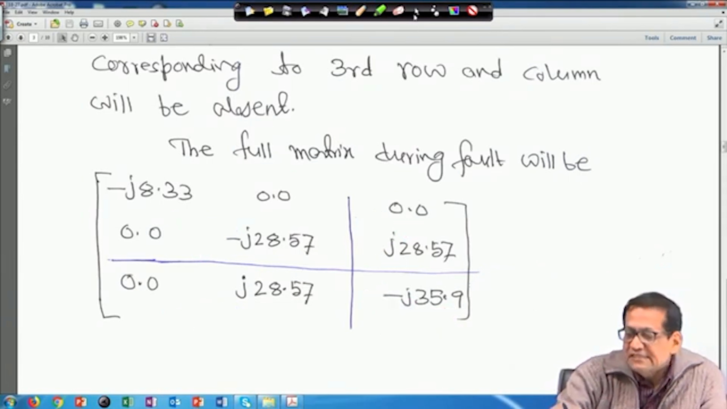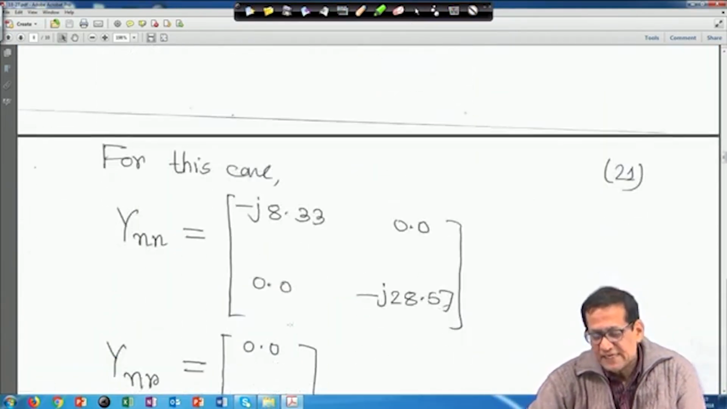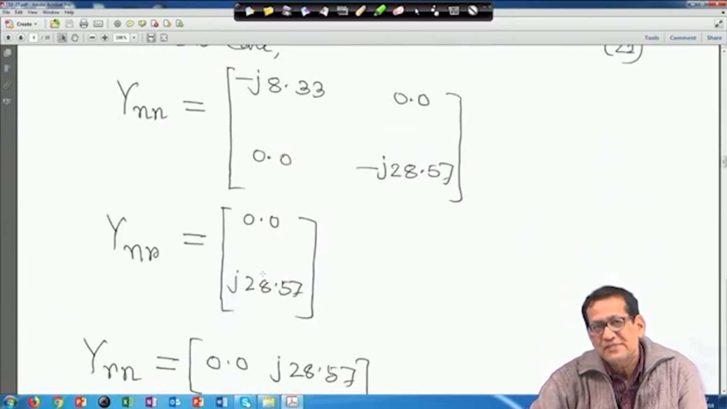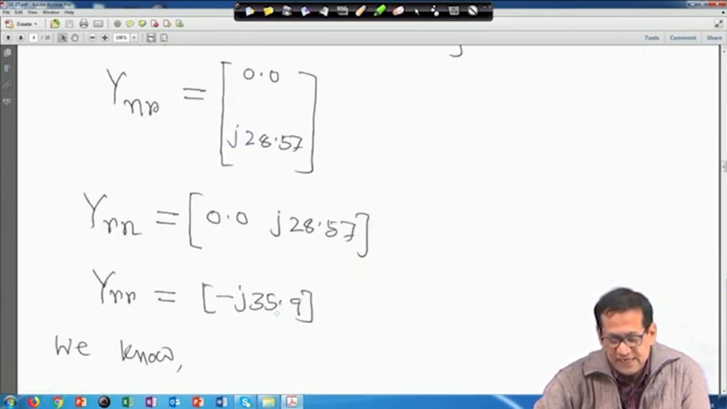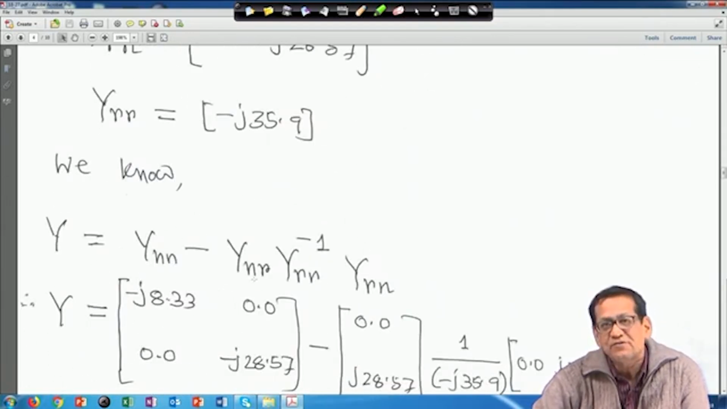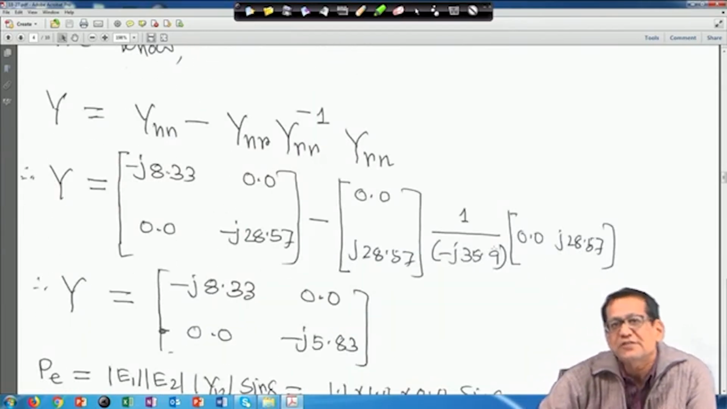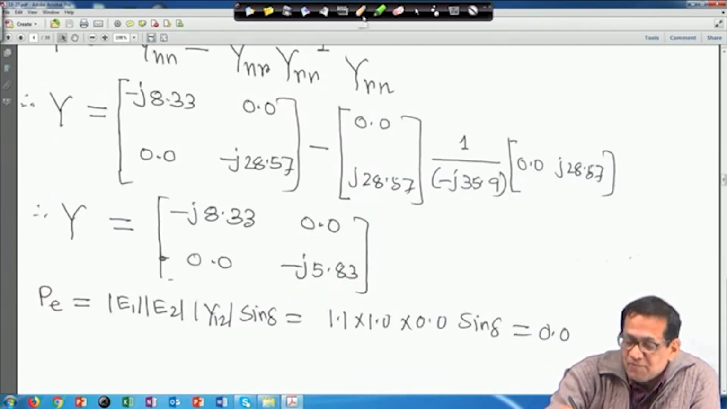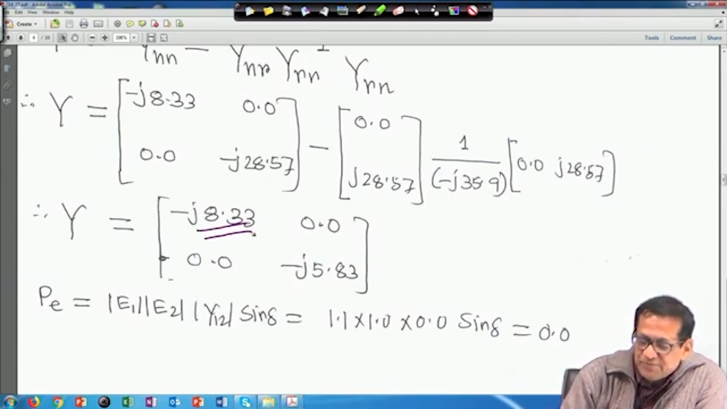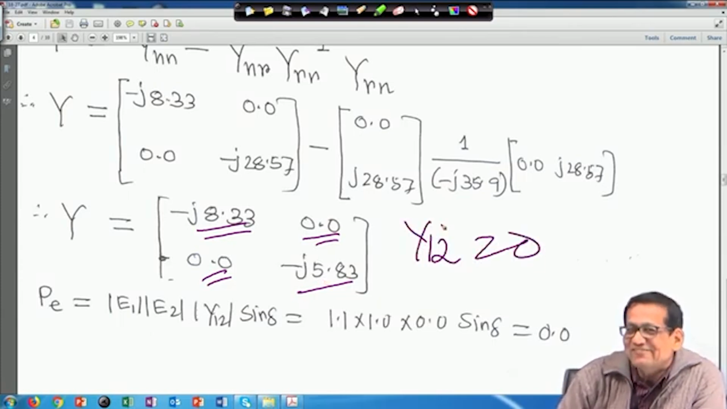So, in that case, if we do so, YNN is equal to this much, I told you YNR will be this much, YRN will be this much, and YRR is a single element, right, and we know this formula. So, simply we will substitute and simplify. If you do so, you will get minus j 8.33, this is 0, and this is minus j 5.83, right. That means my y12 is actually equal to 0.